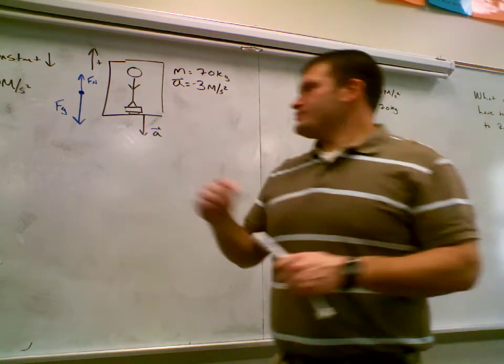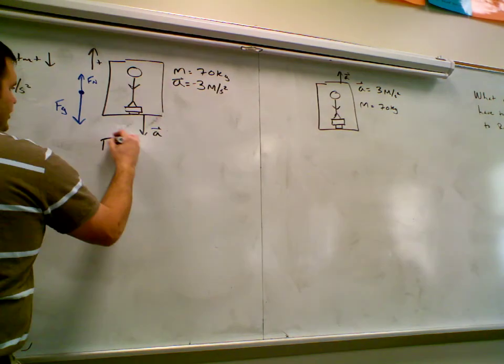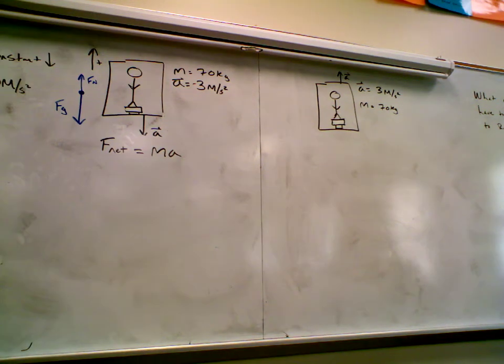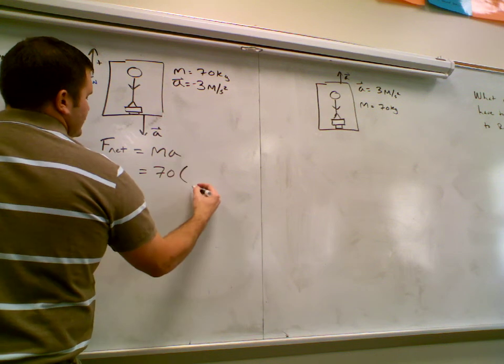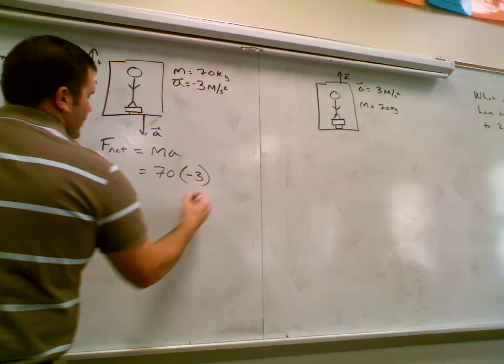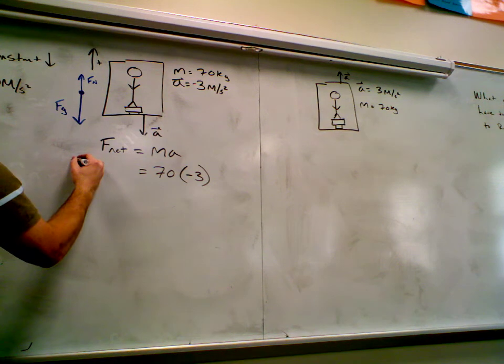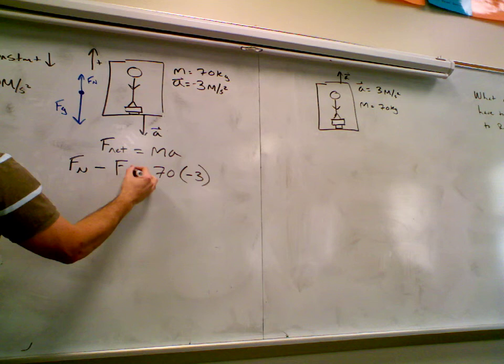Okay. Let's make sure, though. So to make sure, we'll look at Newton's second law again. So F net still equals MA, right? The right side, mass times acceleration. What's our mass? 70. What's our acceleration? Negative 3. And yes, you need to include the negative sign because that tells me it's going which way? Down. F net is Fn minus Fg.